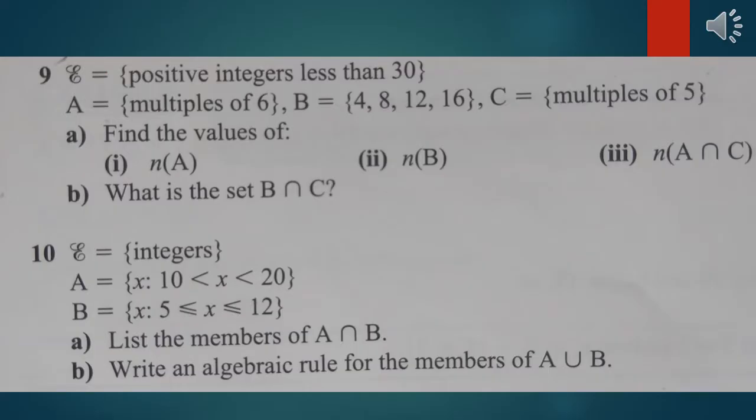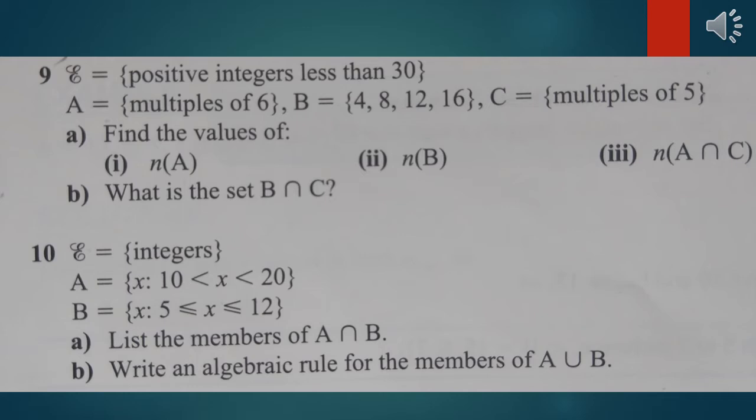There are two questions given below. You have to work on them on your own. I will help you to answer these questions because no solutions are given. That is, A is the multiples of 6 under the given universal set. B equals 4, 8, 12 and 16. C equals multiples of 5.